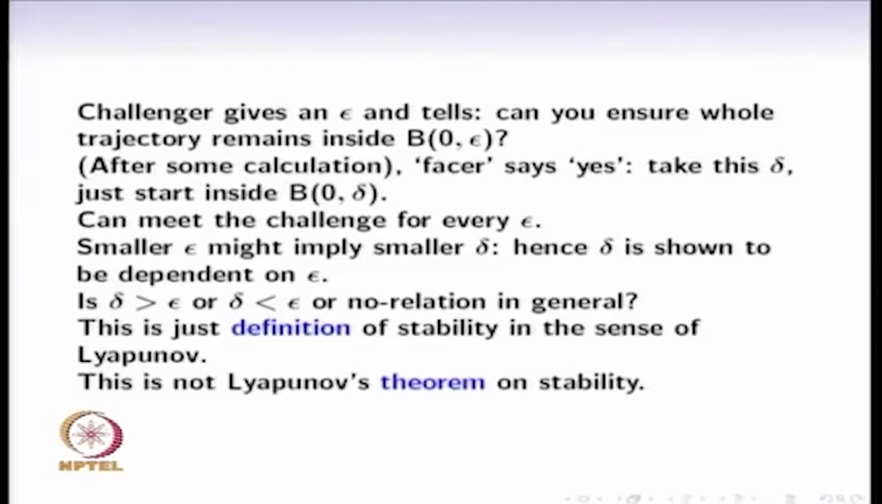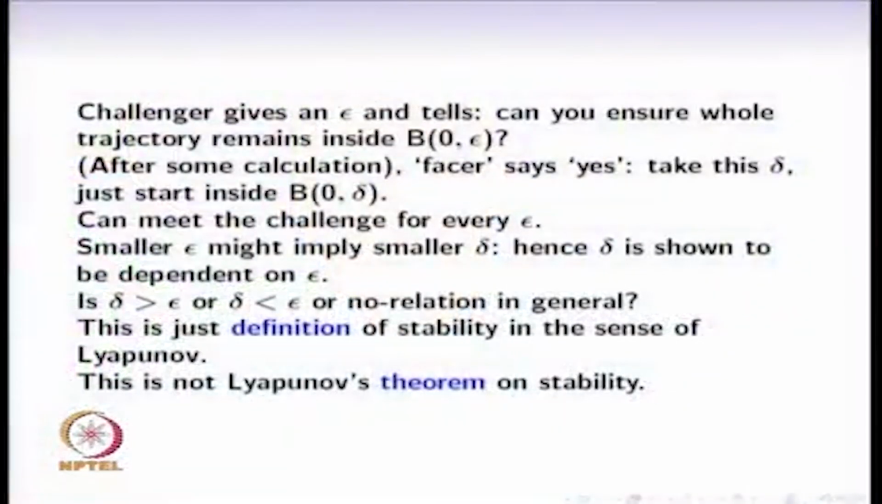Our figure appears to show that the delta is smaller than epsilon, but in general, should such a relation be satisfied, the delta is smaller than epsilon or delta greater than epsilon, or does such a relation need not exist? So, please note that this is called the definition of stability in the sense of Lyapunov. This is just a definition. This is not Lyapunov's theorem on stability.